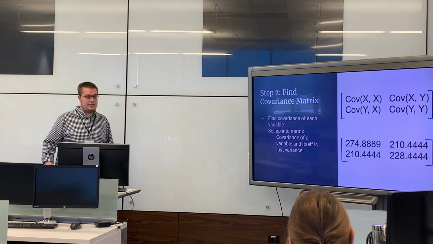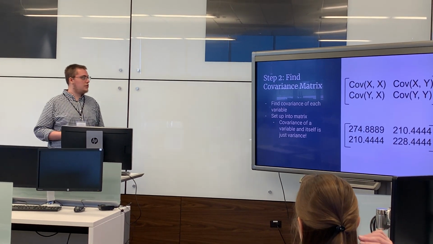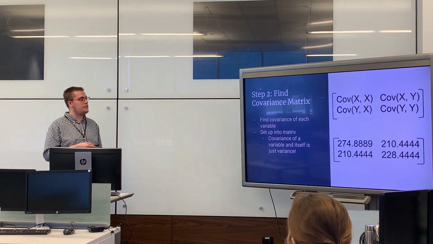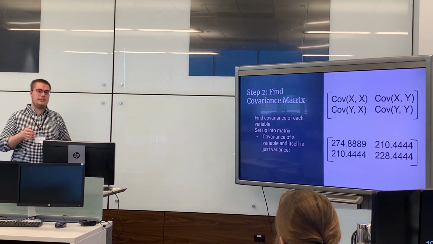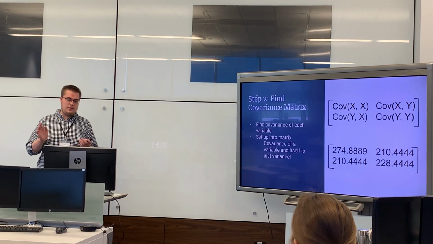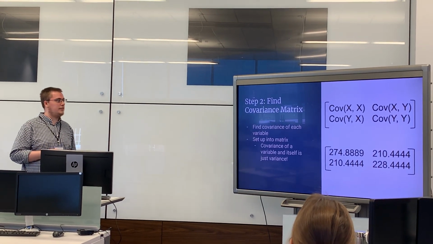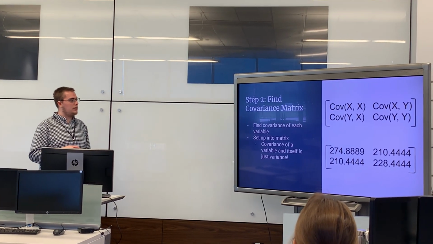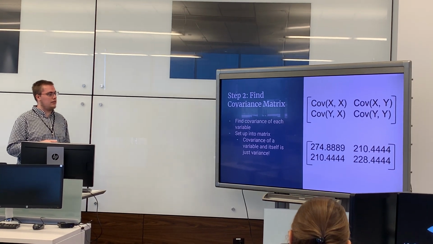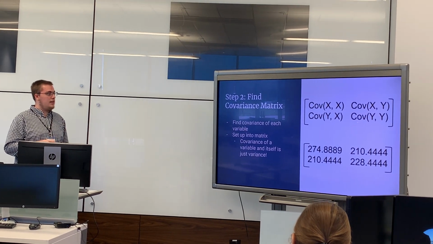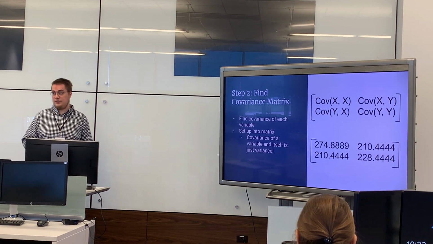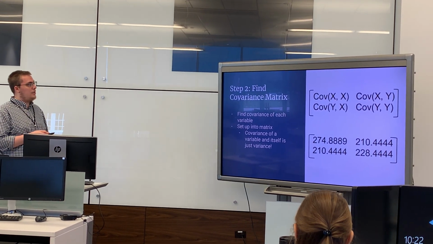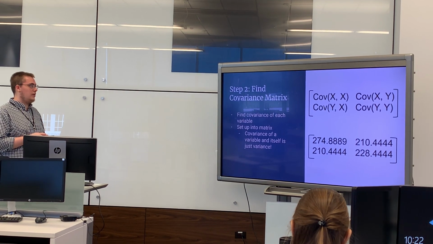The next step is to find the covariance matrix. The covariance matrix is essentially just each of the covariances involved in the possible data set. So the diagonal will be the covariance of a column with itself, which is also coincidentally just the variance, so it saves on a lot of computation time. And then we have the covariance of x and y and the covariance of y and x.